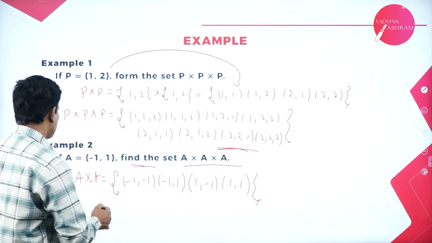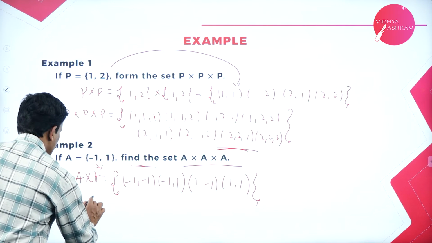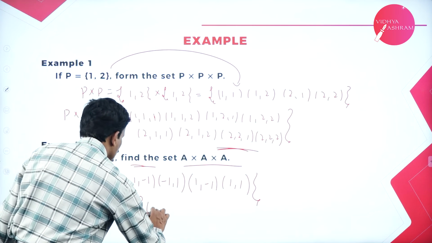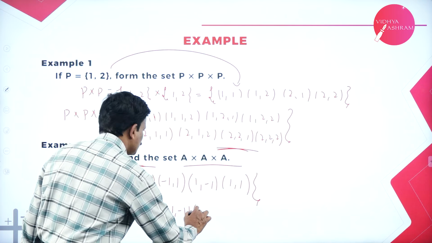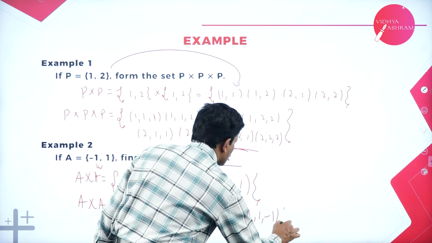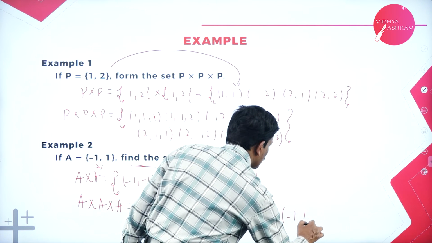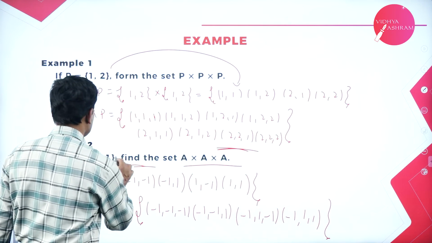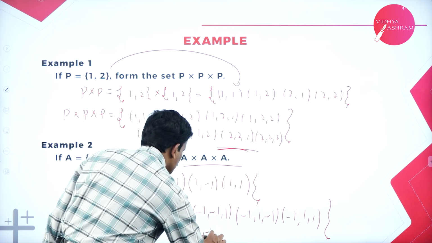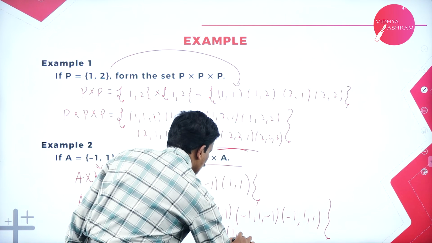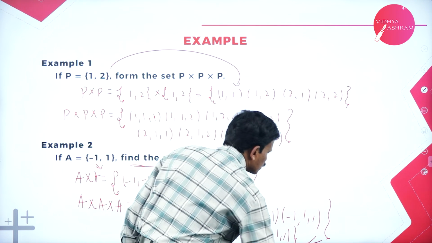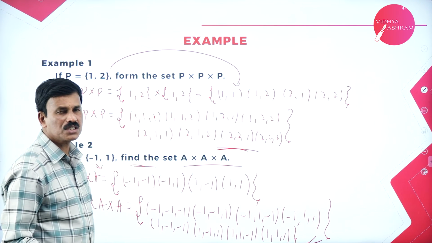Now, write down the triplets for this, again with these elements, that is A cross A cross A. This is equal to (-1, -1, -1), (-1, -1, 1), (-1, 1, -1) and (-1, 1, 1). Again the second element is 1: (1, -1, -1), (1, -1, 1), (1, 1, -1) and the last element is (1, 1, 1). So, these are called the triplets of A cross A cross A. That's it. Hope you follow this.